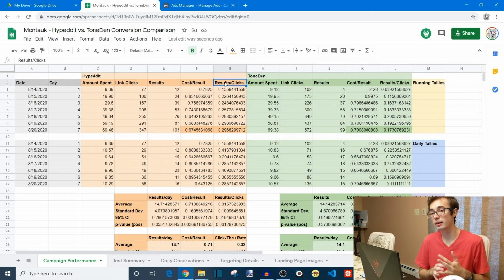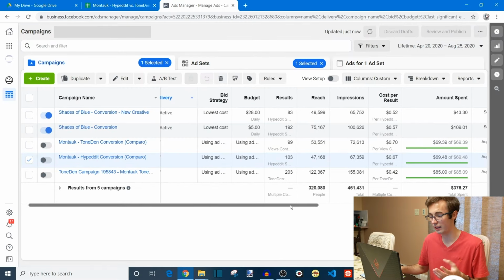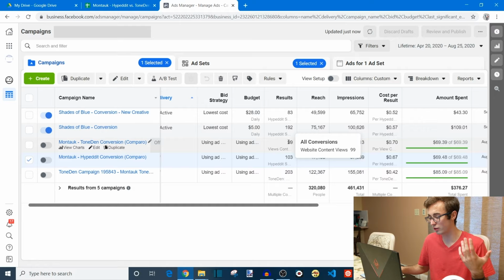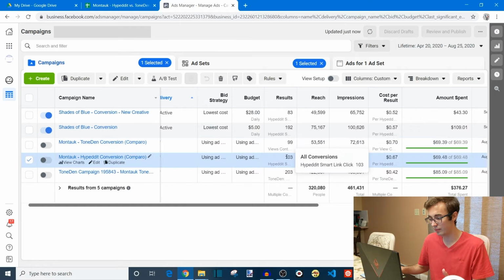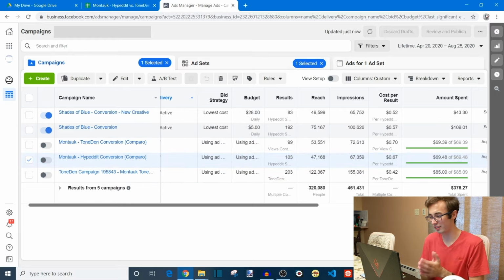Because as I mentioned, I had problems with some markets with people getting to the landing page and then just leaving instead of going to Spotify. So I use that as my third critical metric to compare these two. And if you just look at face value at the top level, what Ads Manager shows you on the welcome screen, the ToneDen campaign got 99 conversions after a week, and the Hypeddit got 103. And the cost per result is pretty much the same.